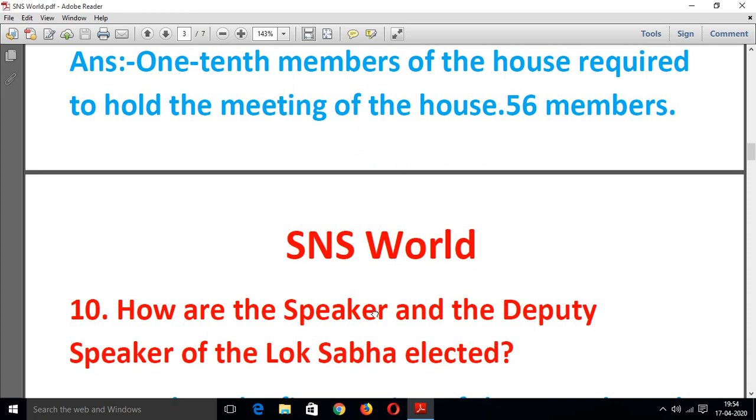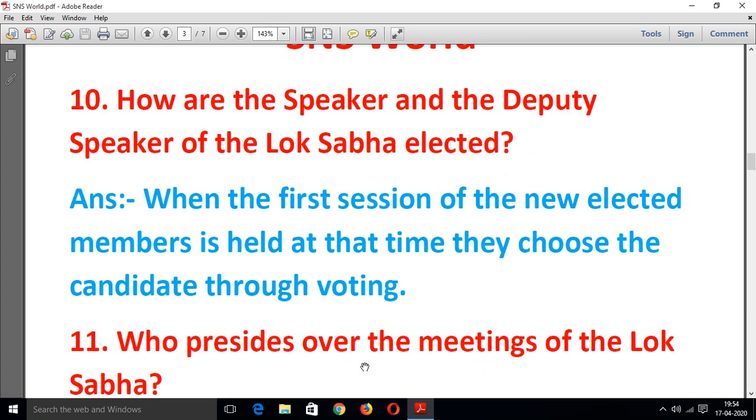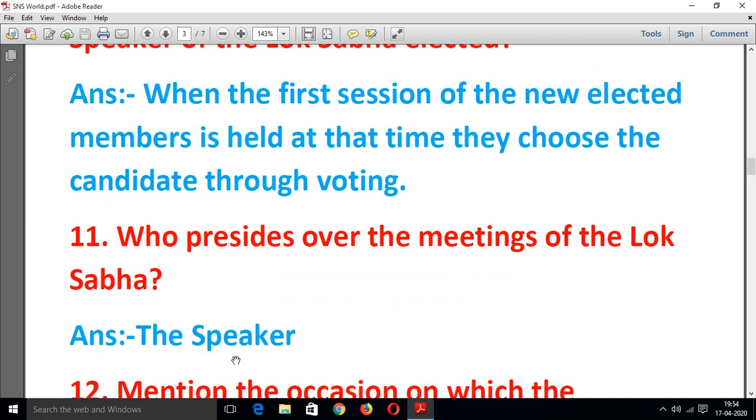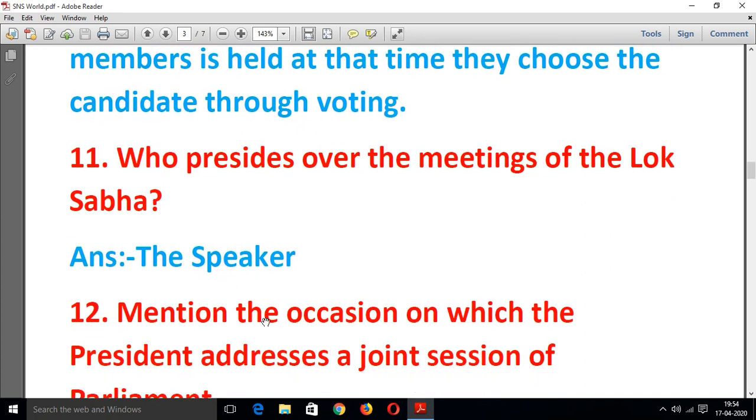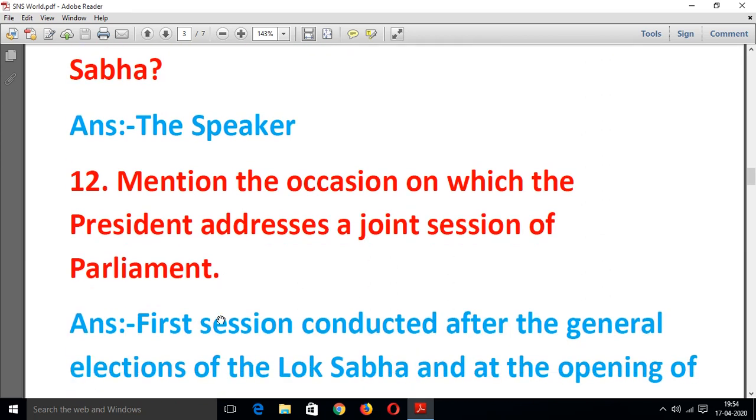Then how are the Speaker and the Deputy Speaker of the Lok Sabha elected? When the first session of the newly elected members is held, at that time they choose the candidate through voting. Next, who presides over the meeting of the Lok Sabha? The Speaker.